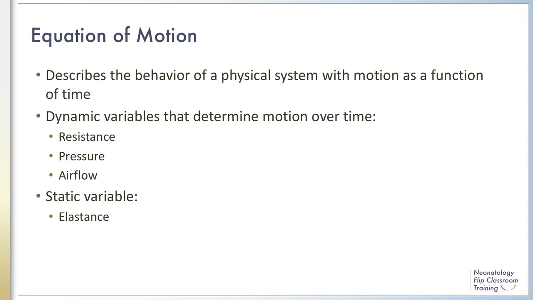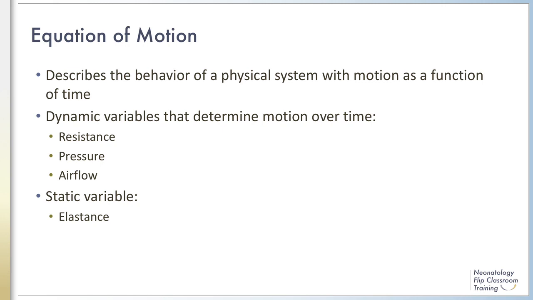An equation of motion is an equation that describes the behavior of a physical system in terms of its motion as a function of time using dynamic and static variables. When applying the equation of motion to the neonatal airway, there are a variety of dynamic variables to consider. These variables include the resistance, pressure, and airflow. Elastance, which is the reciprocal of compliance, is considered a static measurement.